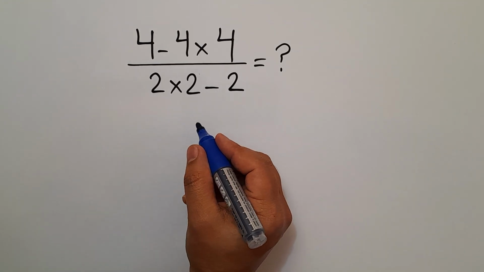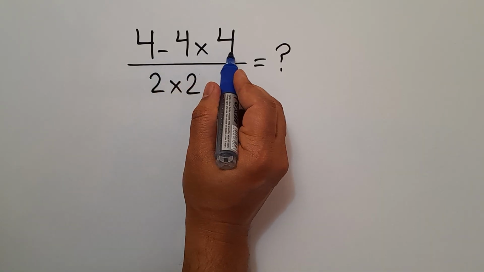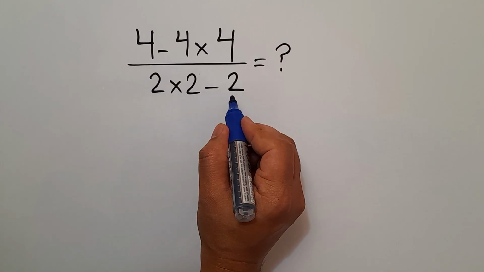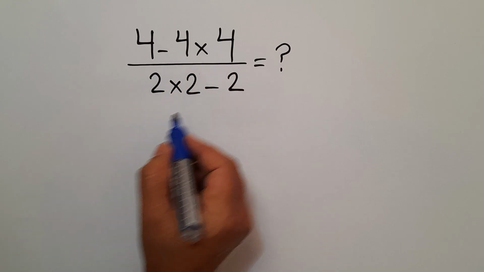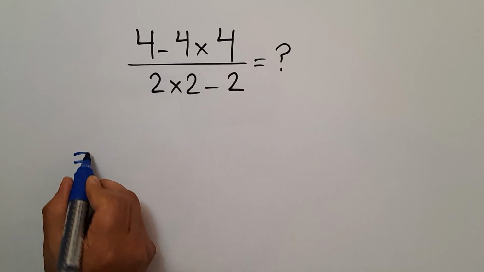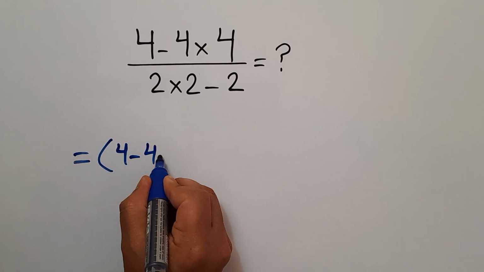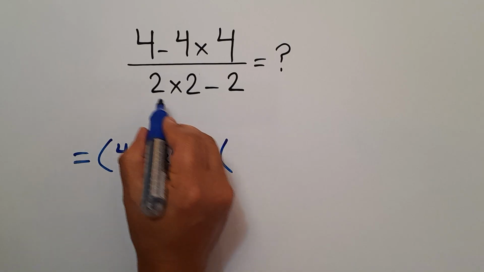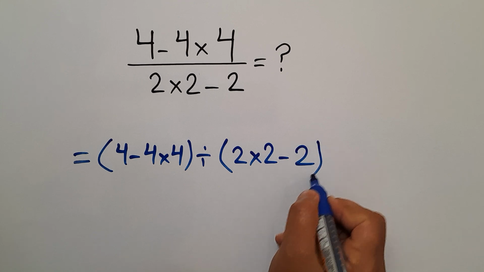In this video we want to find the value of this fraction, 4 minus 4 times 4 over 2 times 2 minus 2. Are you ready to solve? Let's go ahead and get started. Our fraction can be written as parentheses 4 minus 4 times 4 divided by parentheses 2 times 2 minus 2.